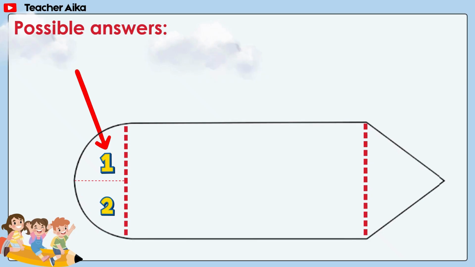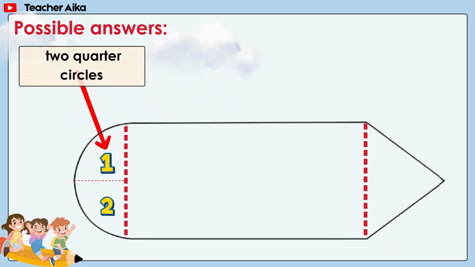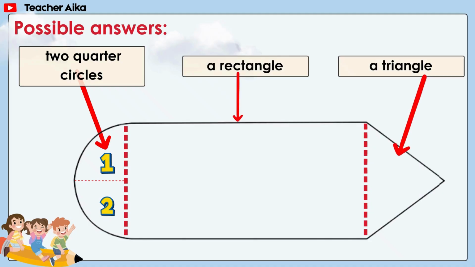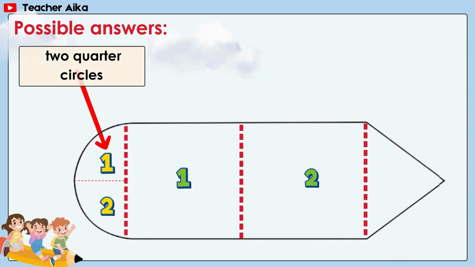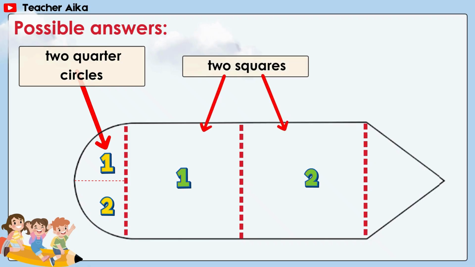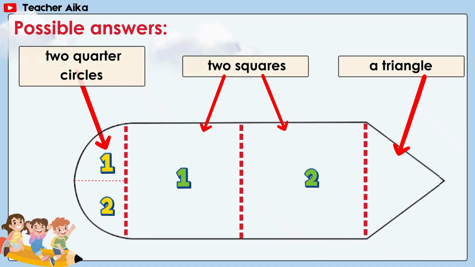Next, 2/4 circles, a rectangle, and a triangle. Next, 2/4 circles, 2 squares, and a triangle.